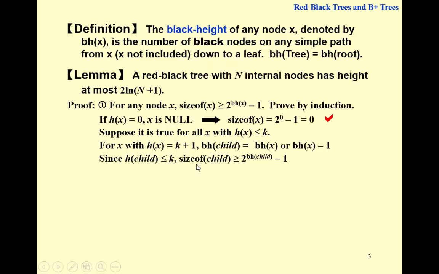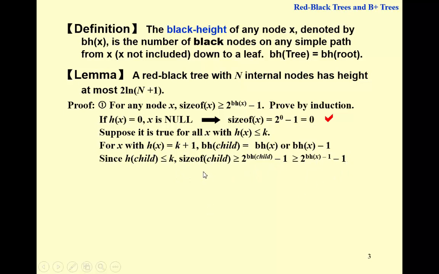So here we go. Since the height of its child is at most k, this inequality is true for its child, meaning that the size of the child is bounded below by 2 to the power of the black height of its child, minus 1. And since we know that this one is either this or this, this one is at least 2 to the power of bh of x minus 1. We take the smaller one because we're talking about at least. Okay, this one minus 1. So we have this inequality.